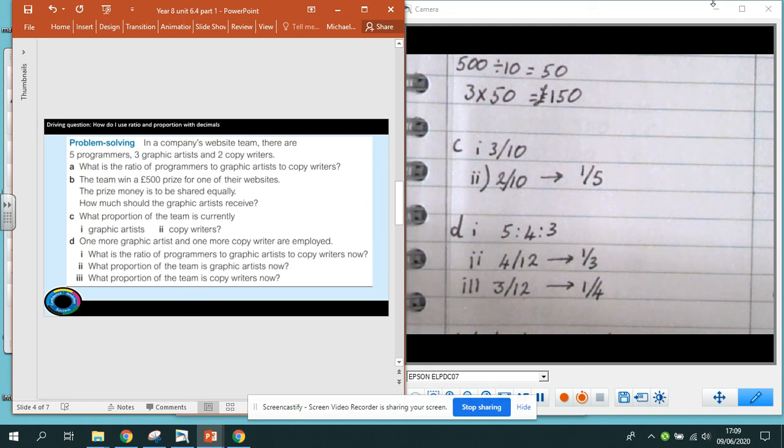If you need to do any corrections, or you need to look back and see what I've done, please pause the lesson now, go through what you need to do, and rejoin when you're ready to continue.